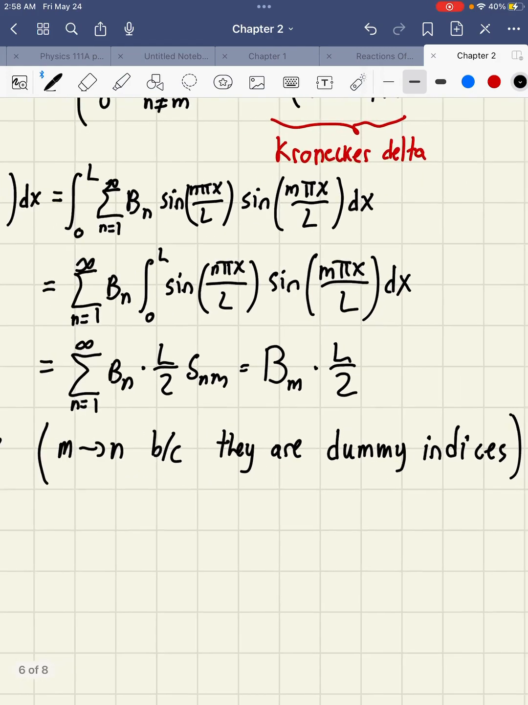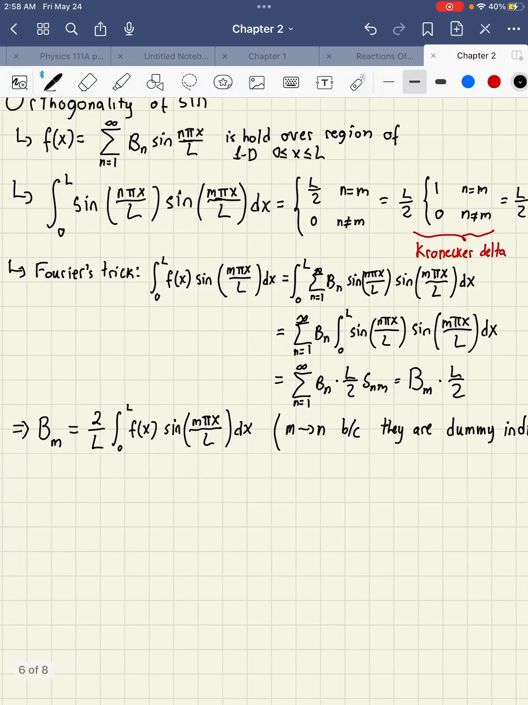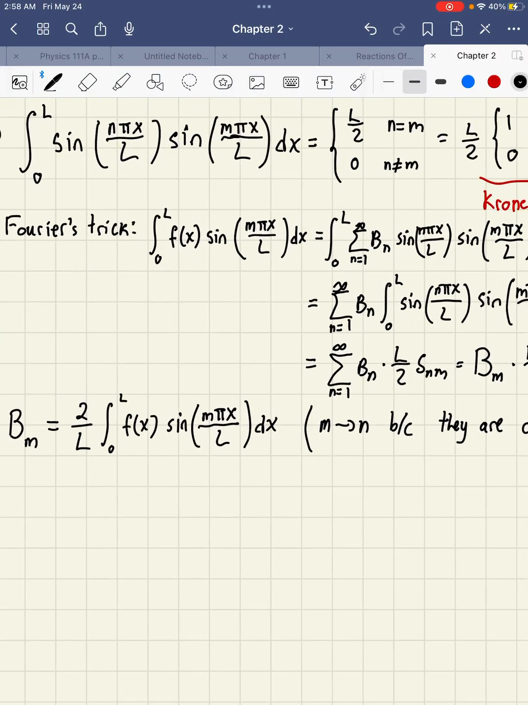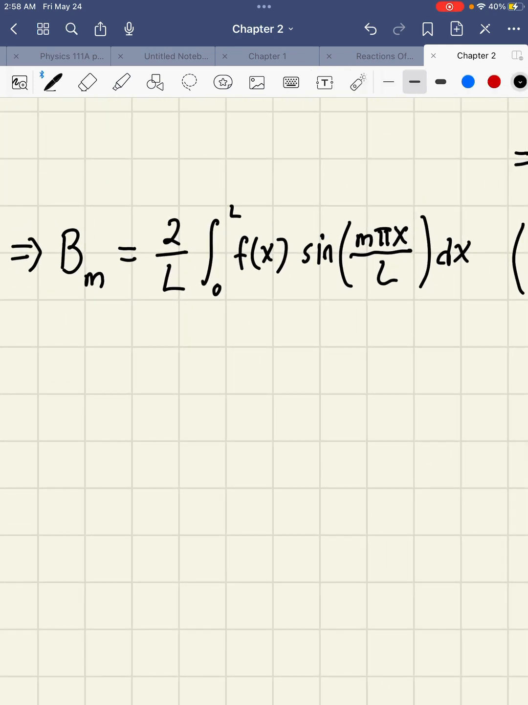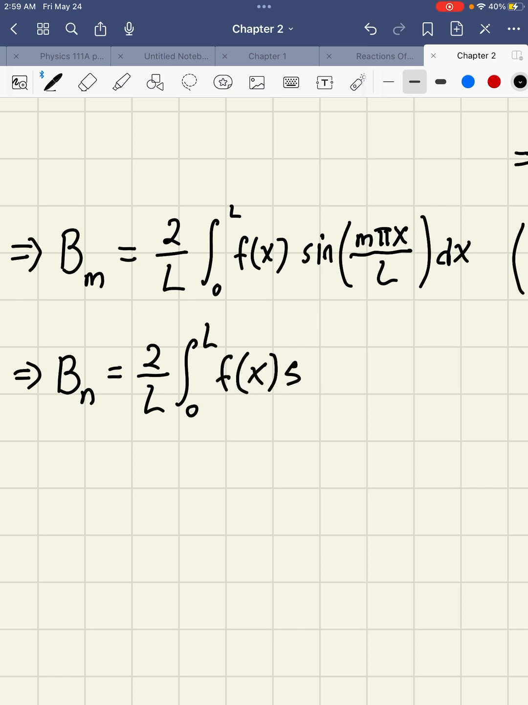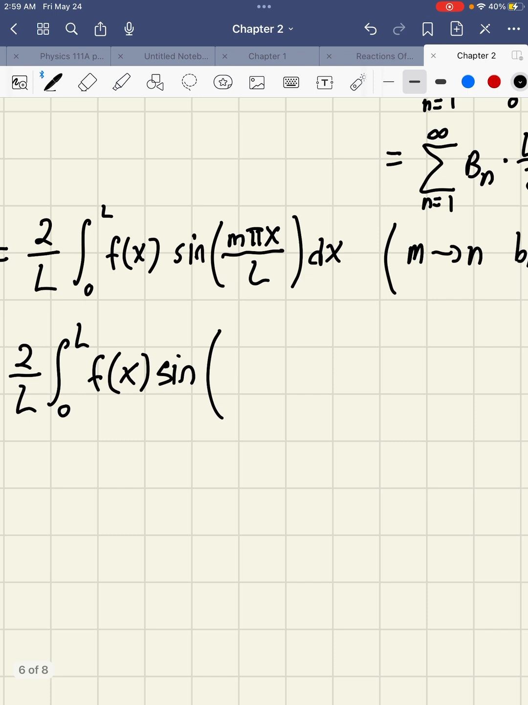What the heck do dummy indices mean? If I change the letter n to m, it won't change the meaning of my equation. Therefore my b of n is equal to 2 over L integral 0 to L f of x sine n pi x over L dx.